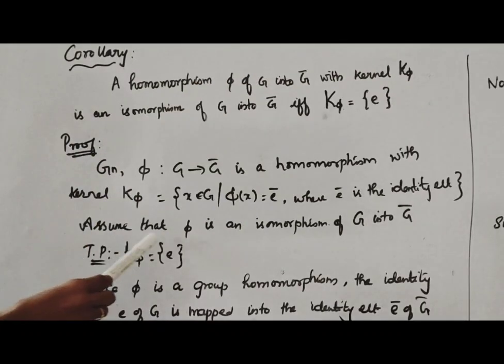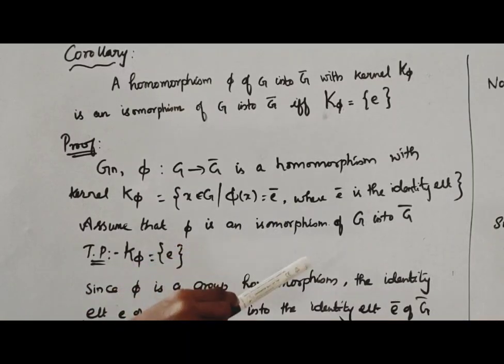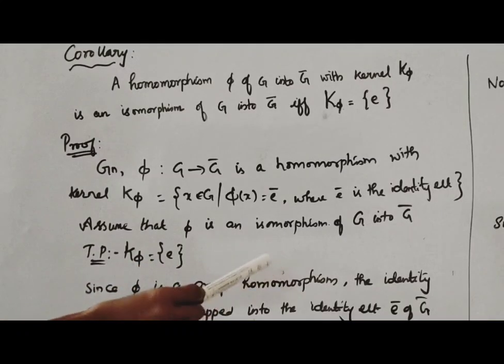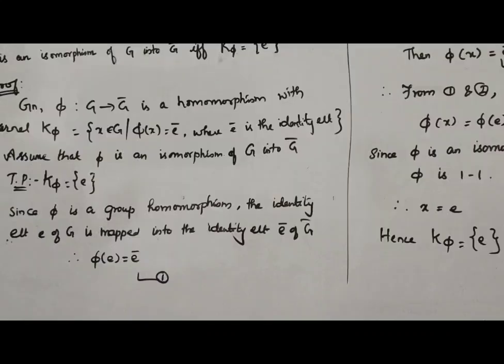First, we have to assume that phi is an isomorphism of G into G bar. We already know the definition of isomorphism. What is that? It is bijective and the homomorphism condition, right? What is bijective? It is 1-1 and onto. Therefore, isomorphism means 1-1, onto and the homomorphism condition. But in this corollary, they mention it as just into, so no need to bother about the onto condition. You have to prove that the kernel is equal to singleton E.